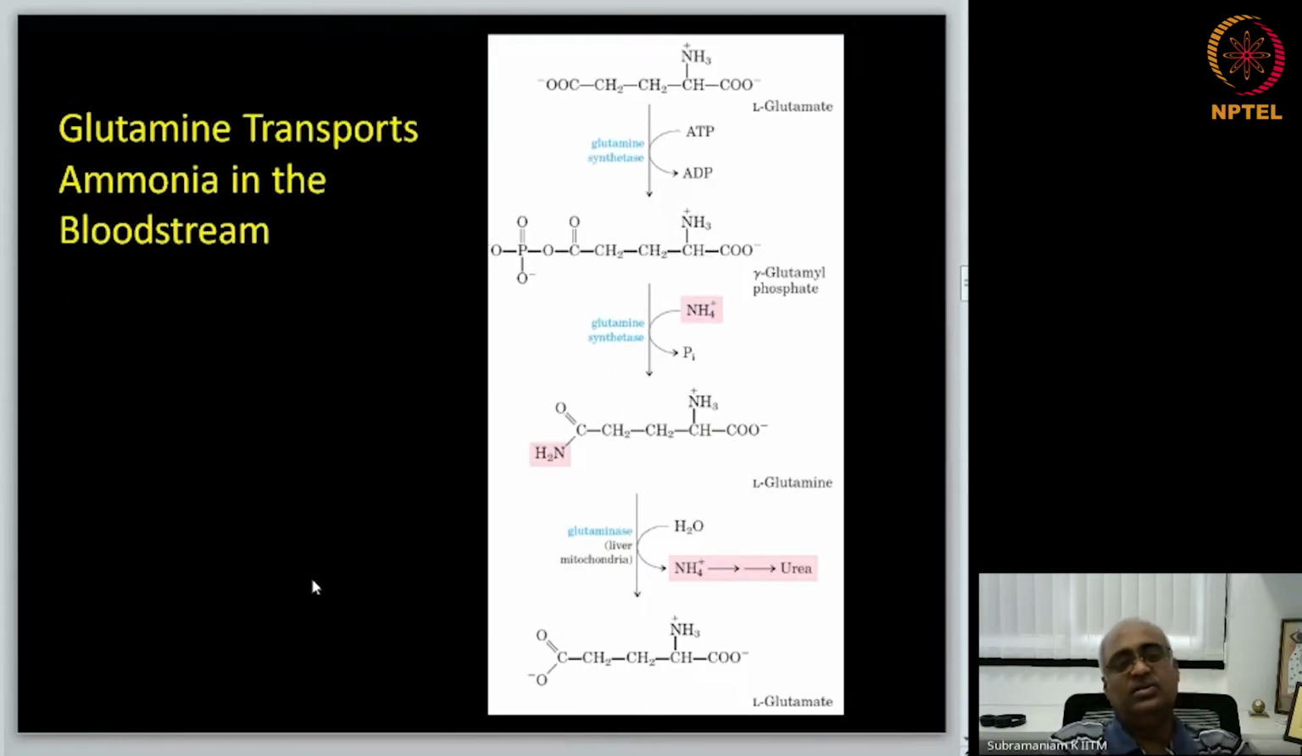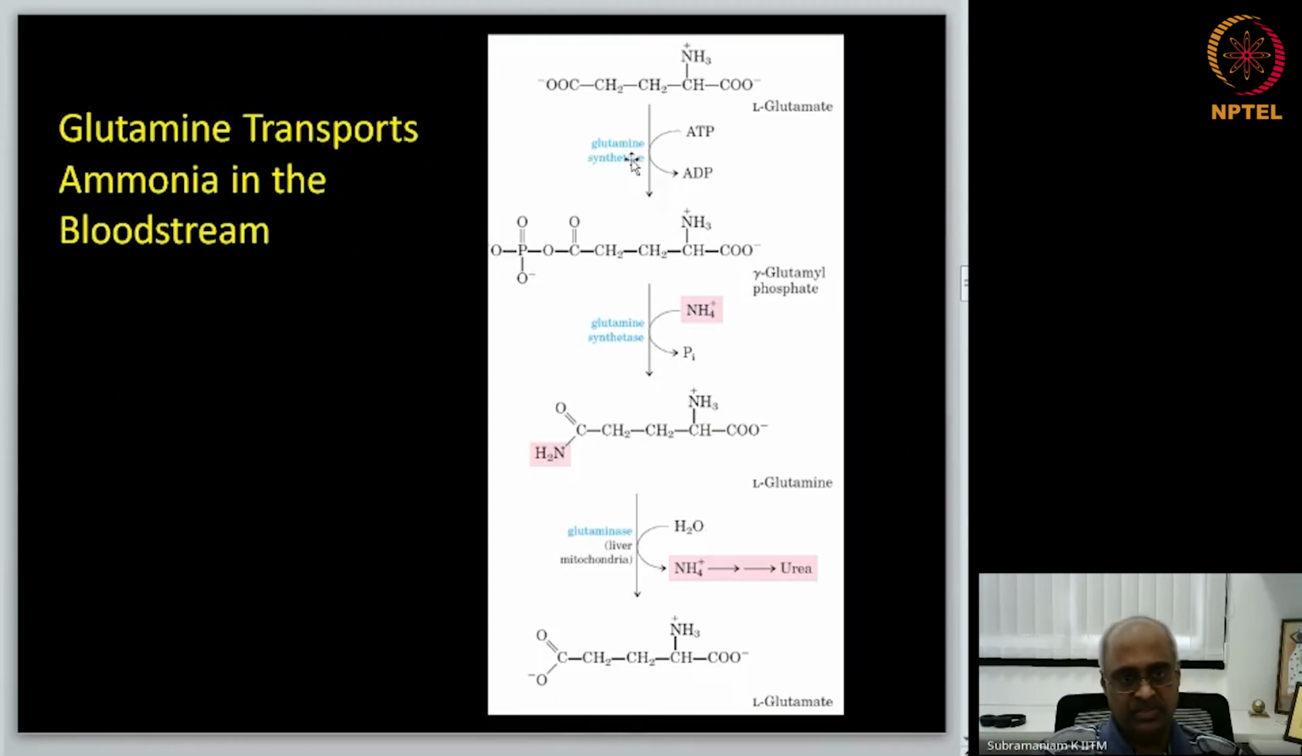So how does the amino group get transferred from other tissues' amino acids to the liver? I said it happens via the formation of glutamine. So we look at this. This we have already seen: glutamine synthetase has this glutamyl phosphate intermediate, and then by combining with the ammonia liberated from other amino acids, it becomes glutamine.